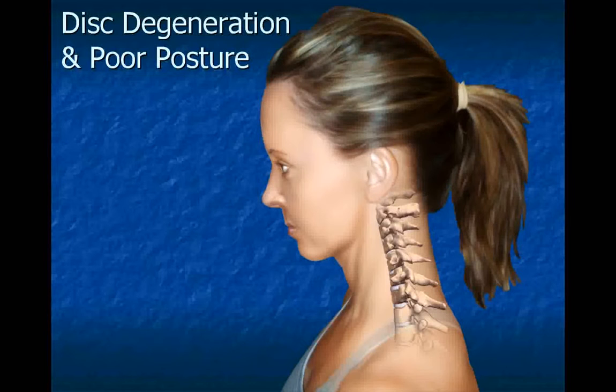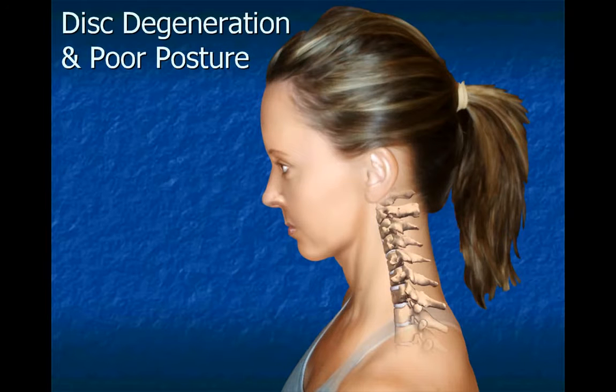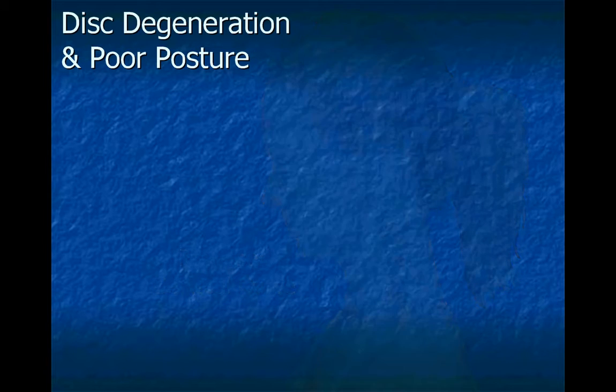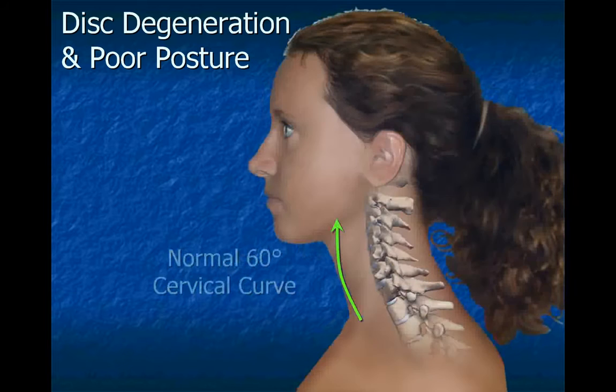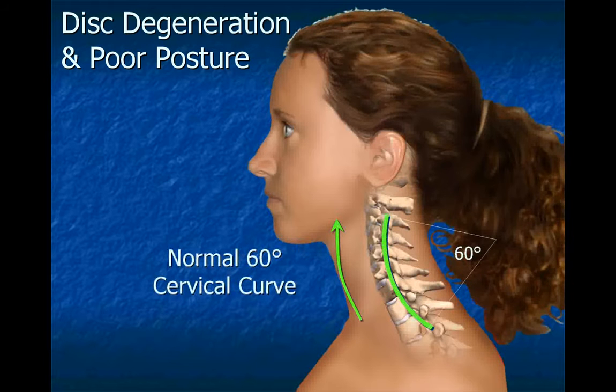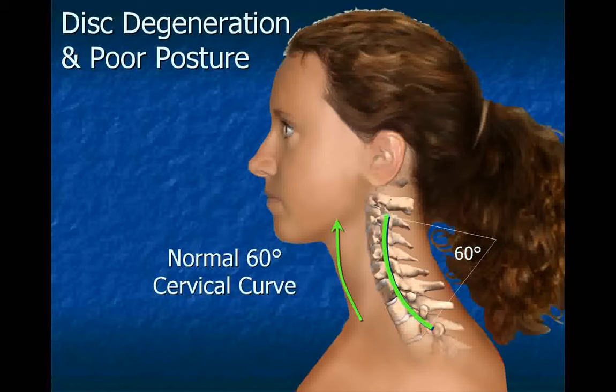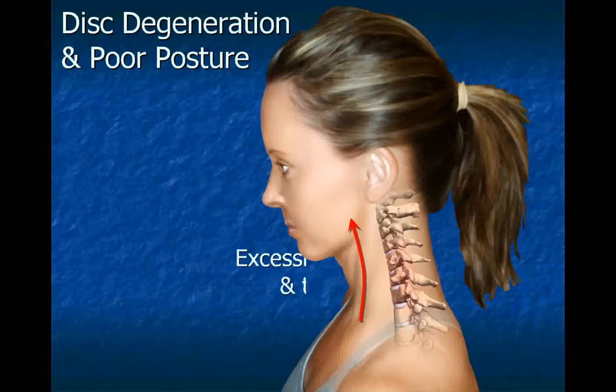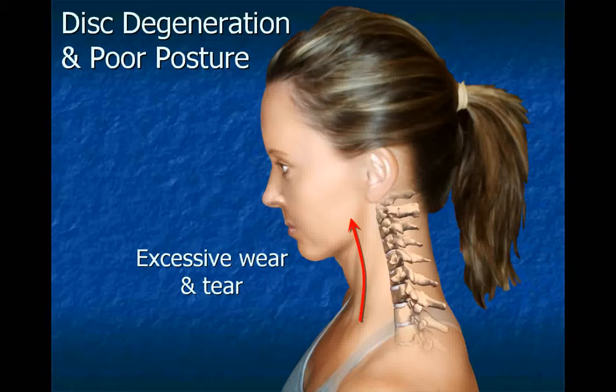Most cases of disc degeneration involve poor posture of the head and upper torso. When the head is protruded forward in front of the body, it often results in the cervical spine developing a reversed curve posture. The normal cervical spine should have a 60-degree arc in the neck with the head positioned squarely above the shoulders. If the head juts forward in front of the shoulders, it causes excessive wear and tear on the discs in the neck.